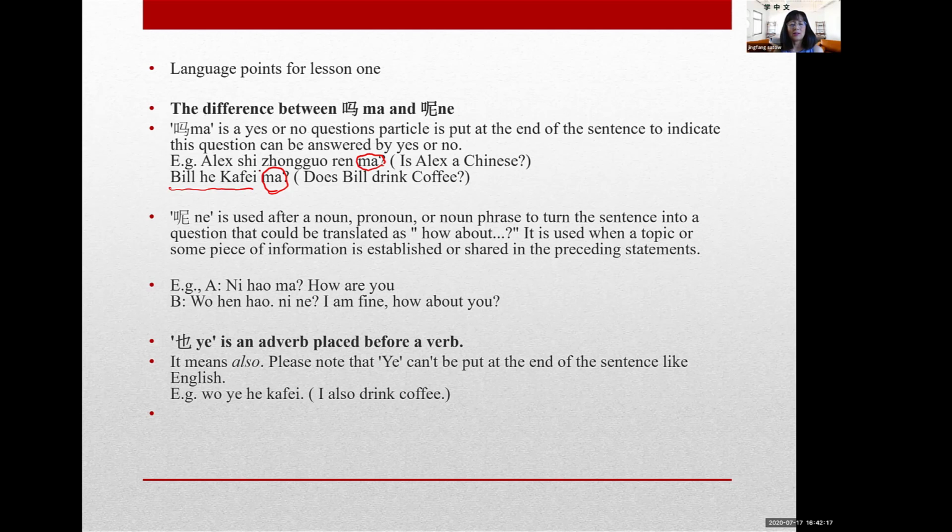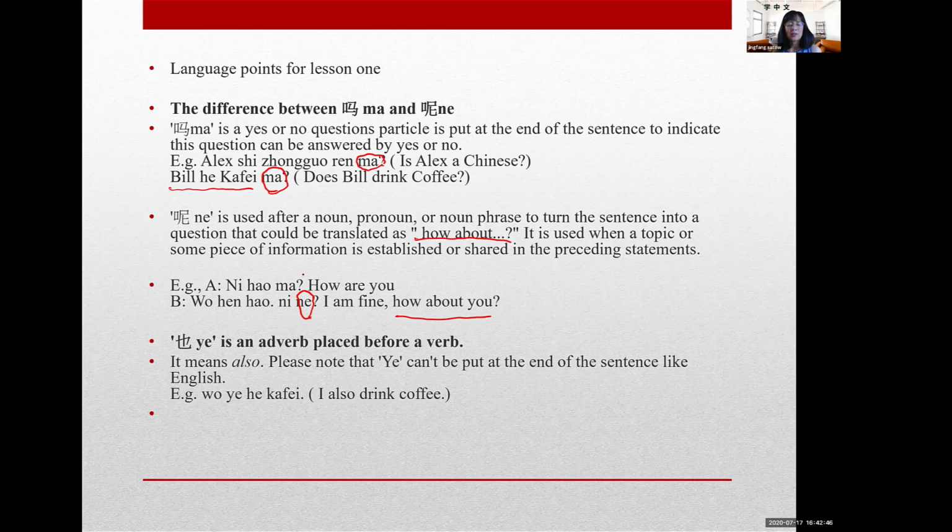And then the second question word we learned for lesson 1 is ne. We call it an elliptical question, and oftentimes it means how about. So for example, again, I will use this sentence, 你好吗? How are you? 我很好,你呢? I'm fine. How about you? So the ne here means how about. It's an elliptical question word.